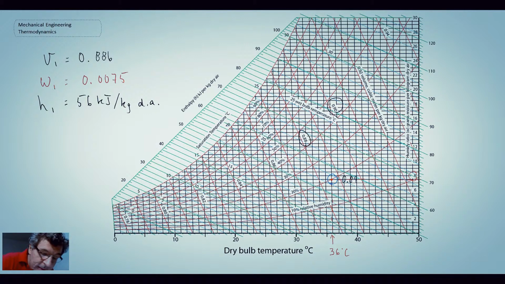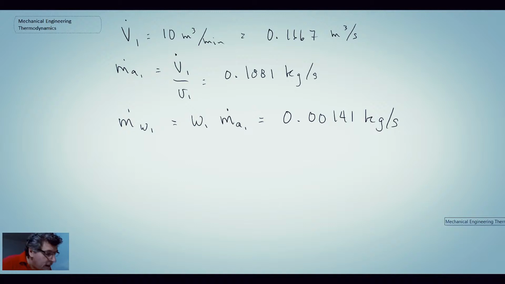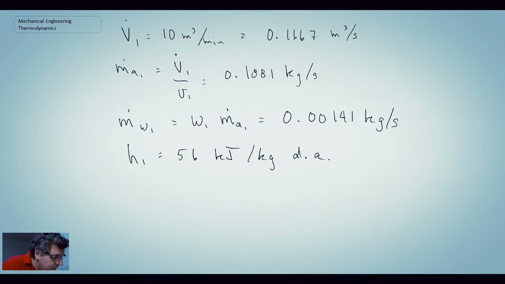The way that I was able to get that, I move up here and we get something that's right in about there. So that's where I'm pulling that 56 from. So let's go back. H1 is 56 kilojoules per kilogram dry air. H2 for an evaporative cooler is approximately H1, 56. We know the relative humidity at 2, we were told, was 90%.